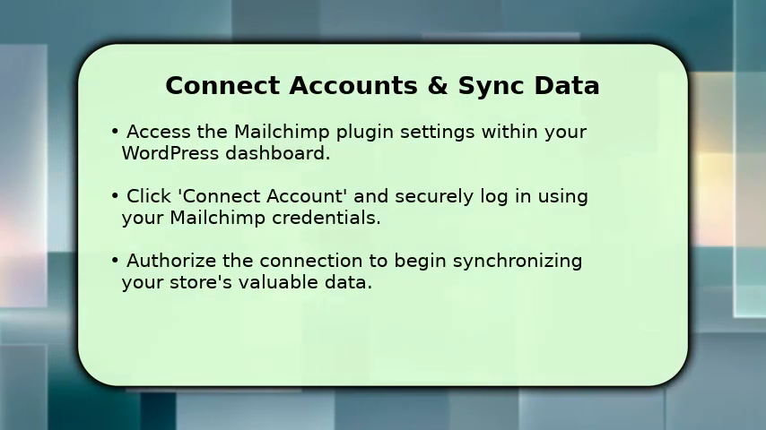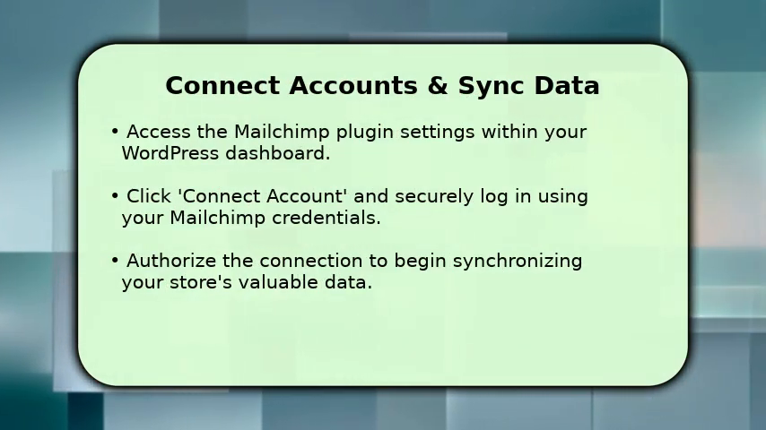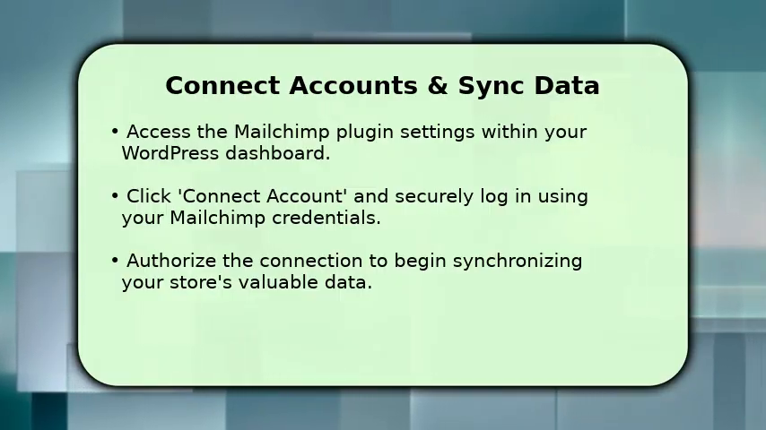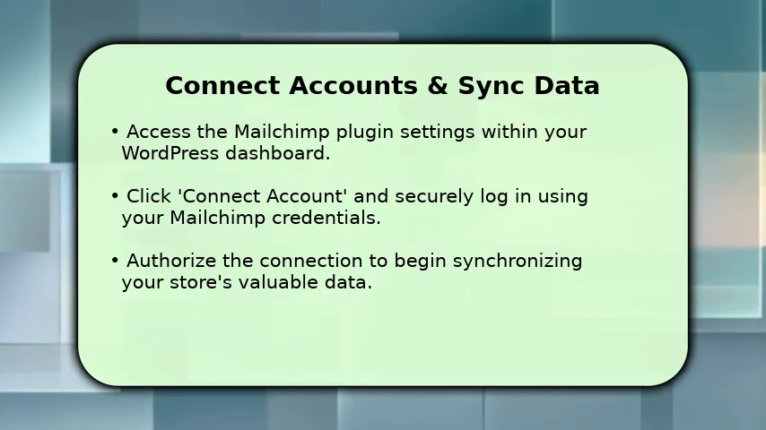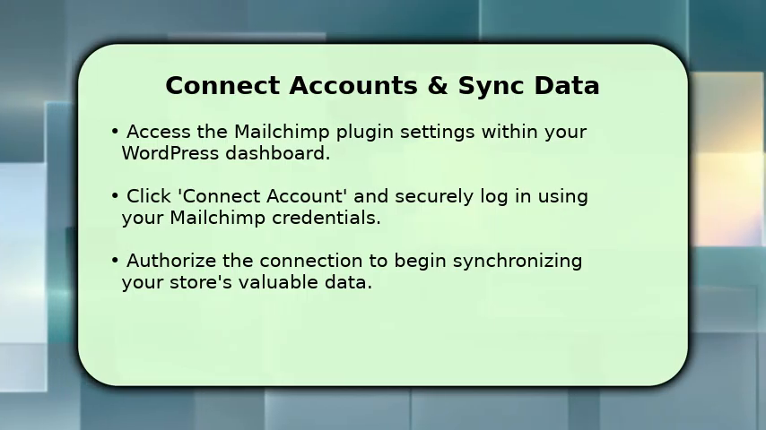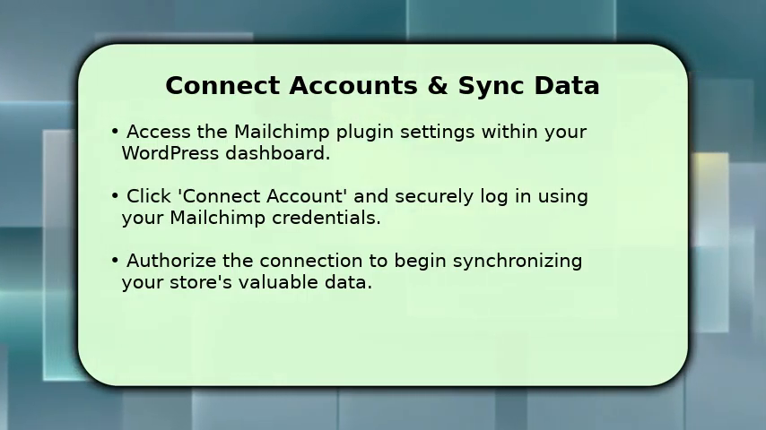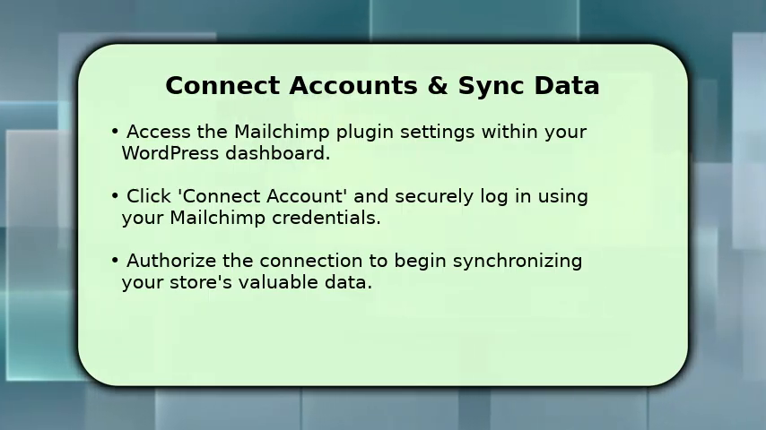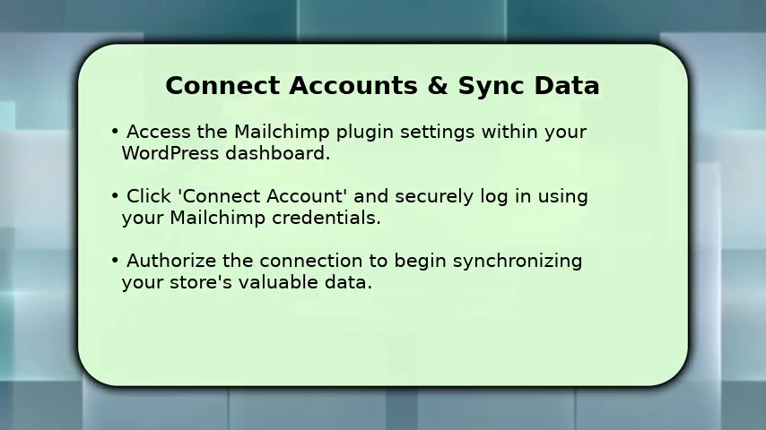Once the plugin is active, it's time to connect your accounts. Go to the Mailchimp plugin settings in your WordPress dashboard. You'll see a Connect Account button. Click it. A pop-up will appear, prompting you to enter your Mailchimp login details. After logging in, grant permission for the plugin to access your WooCommerce data. This initiates the crucial data synchronization, bringing over your customers, orders, and products.